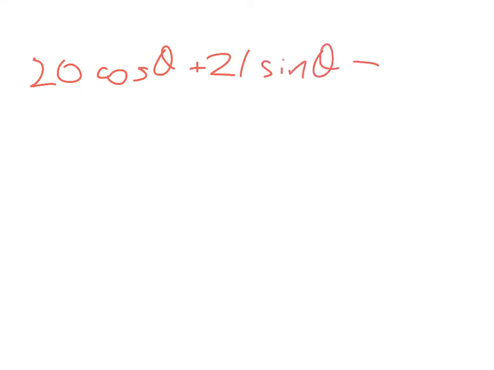Alright, so my answer is this: 20 cos theta plus 21 sine theta is equal to 29 cos(theta minus 46.4 degrees).